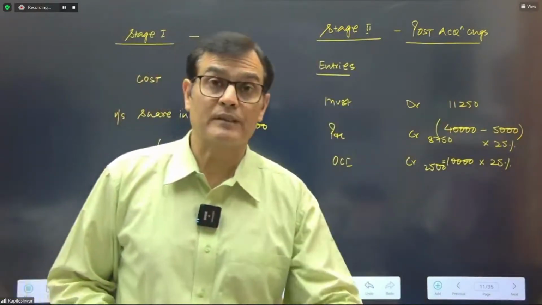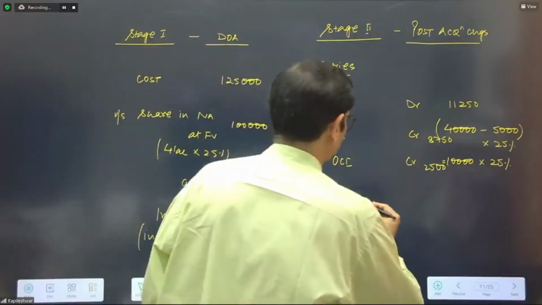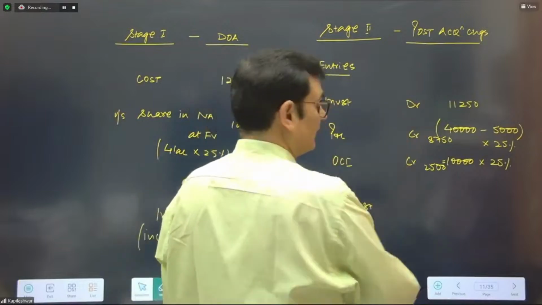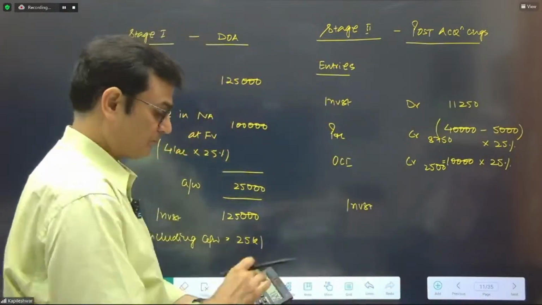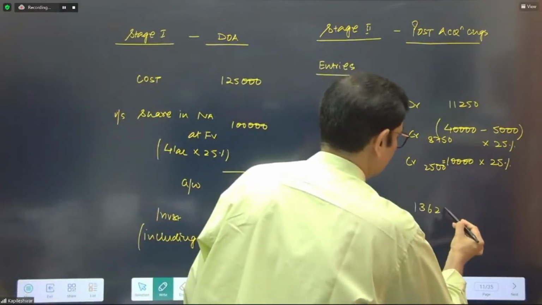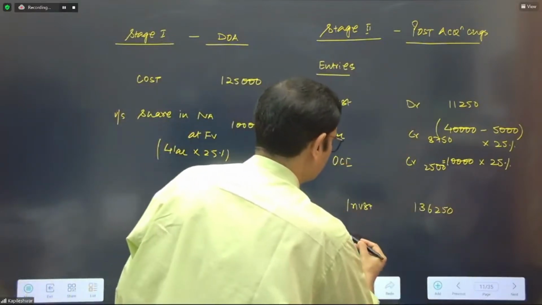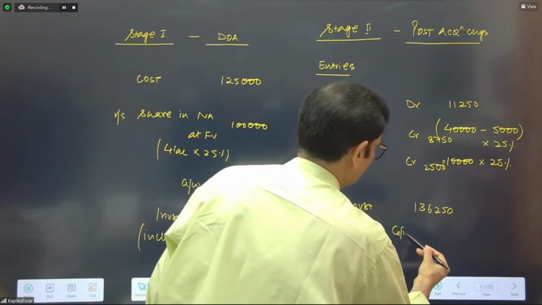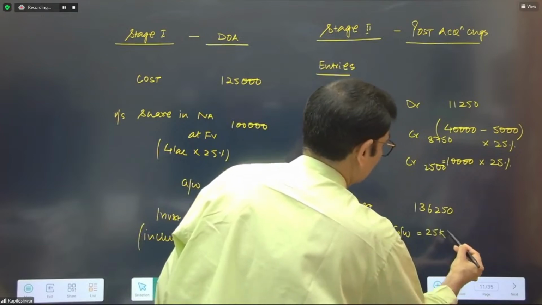So we can easily calculate the value of the investment from the balance sheet point of view. So the investment is now standing at 125 plus 11,250. So 125 plus this is 136,250 at the end of the year, making a mention that this is including goodwill to the extent of 25.